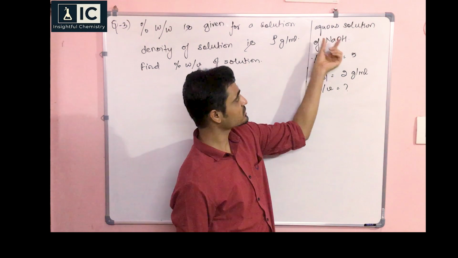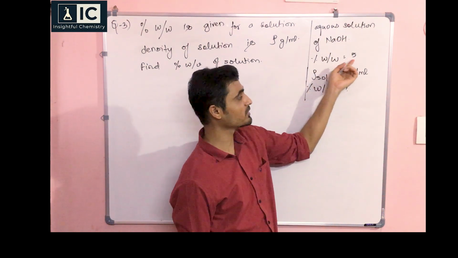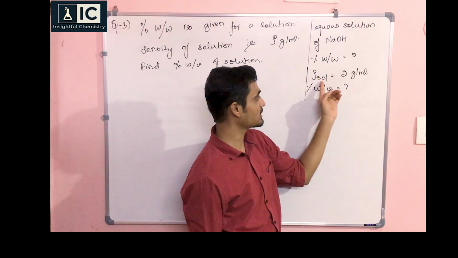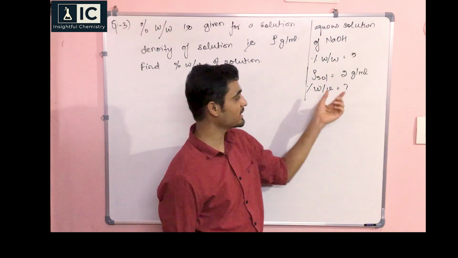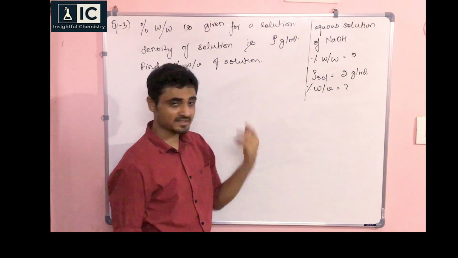An aqueous solution of sodium hydroxide is made with percent W by W equal to 5. Then density is given as 2, and they are asking to find percent W by V. Okay, so we will be solving it parallelly. Let's see how to do.